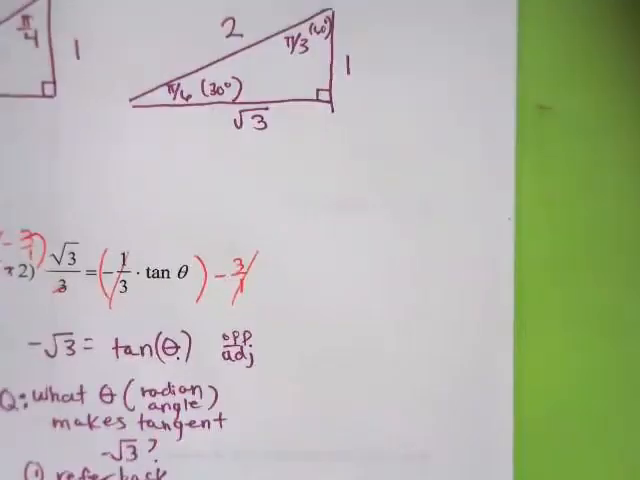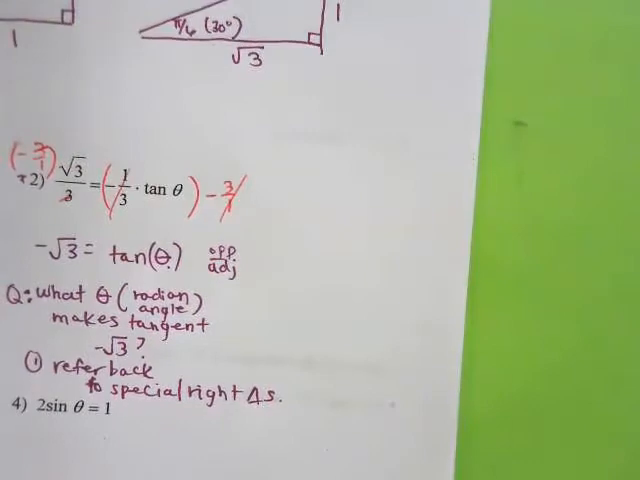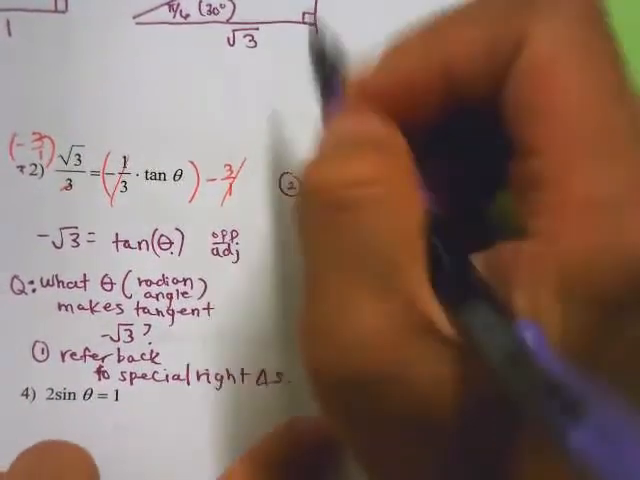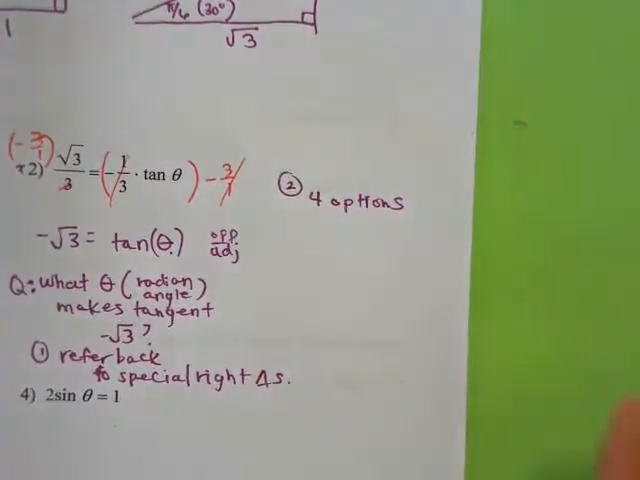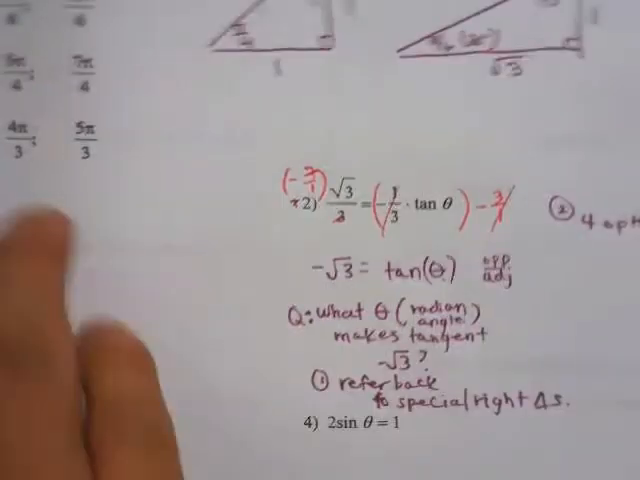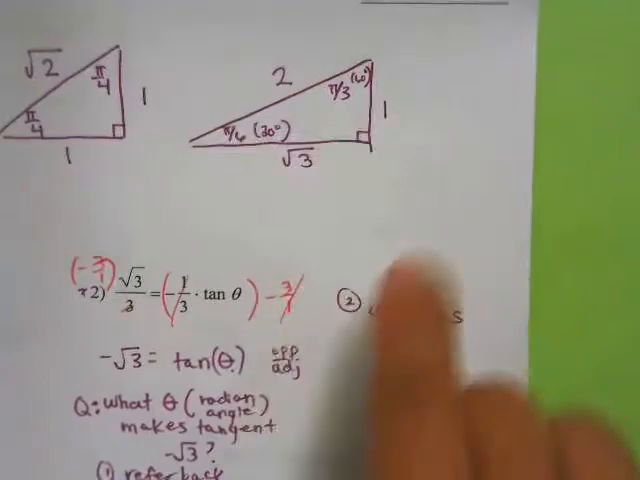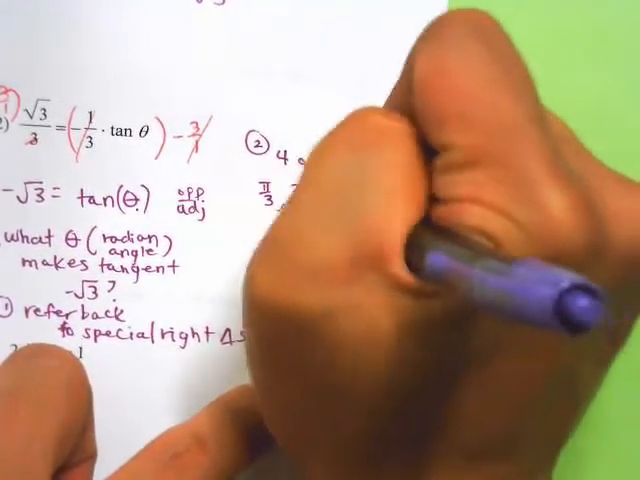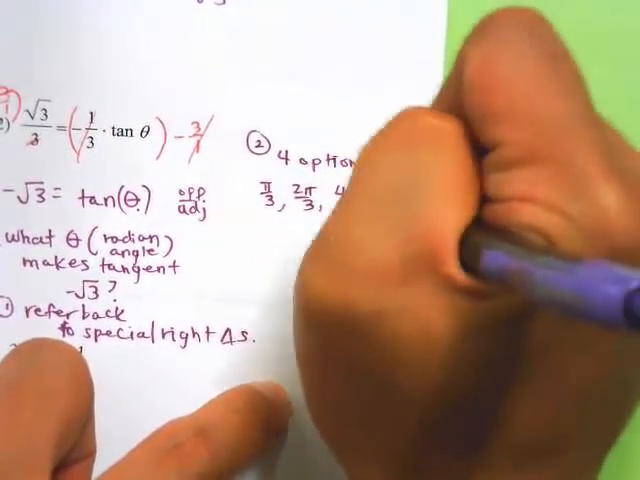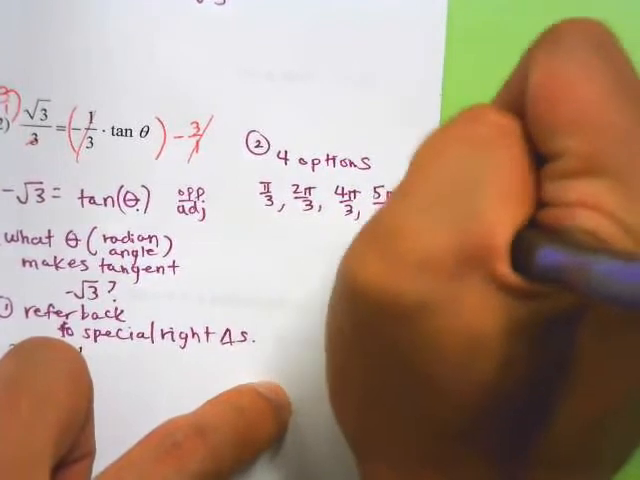So we have 4 options for number 2, and the 4 options are listed over here. Those are your 4 options, because we said it's pi over 3. So we have pi over 3, 2 pi over 3, 4 pi over 3, and then 5 pi over 3 as our options.